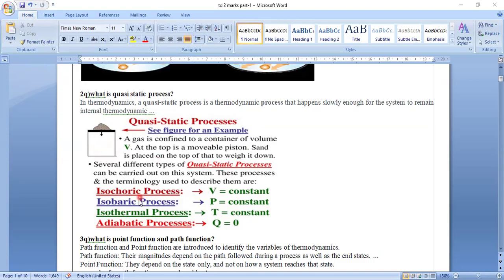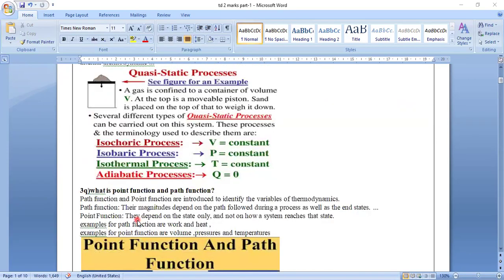So you can see if I'm taking a gas in this container, what is happening is the molecules inside the gas are moving. They want to lift this lid upwards, but the lid is having some force. Sand or weight is kept here, which is pushing downwards. So this kind of system is called a quasi-static system.